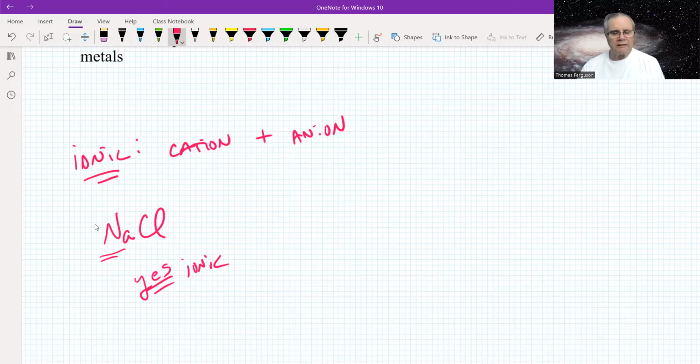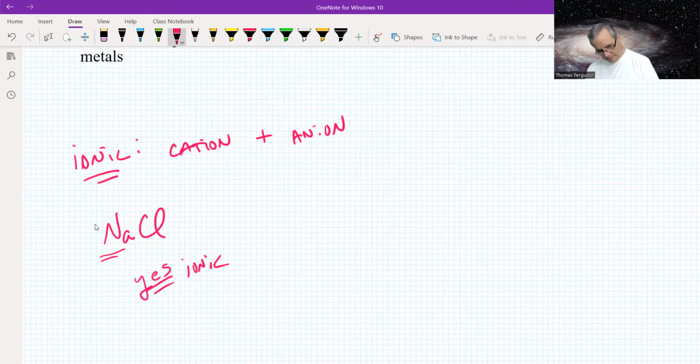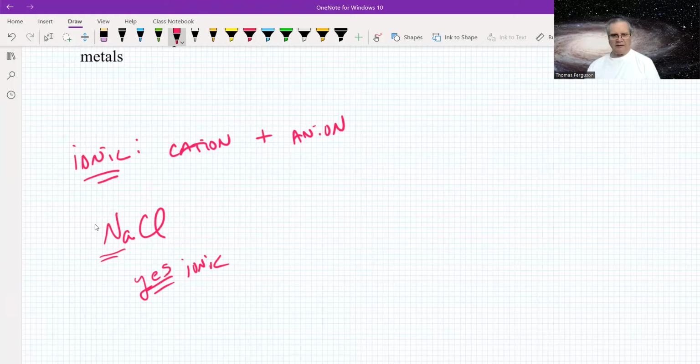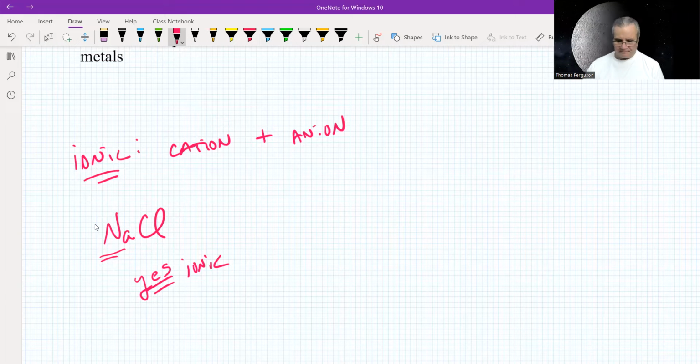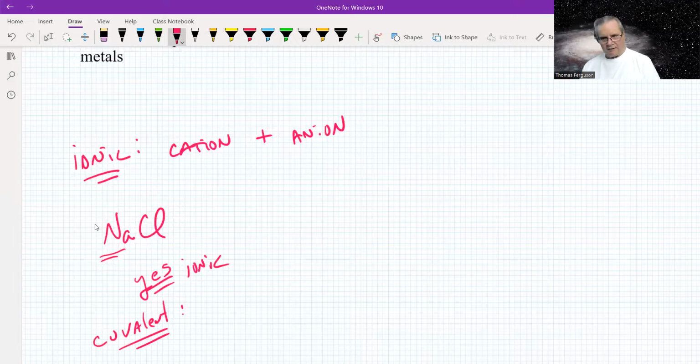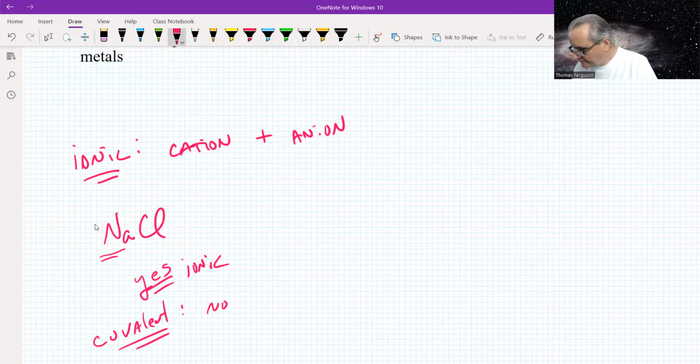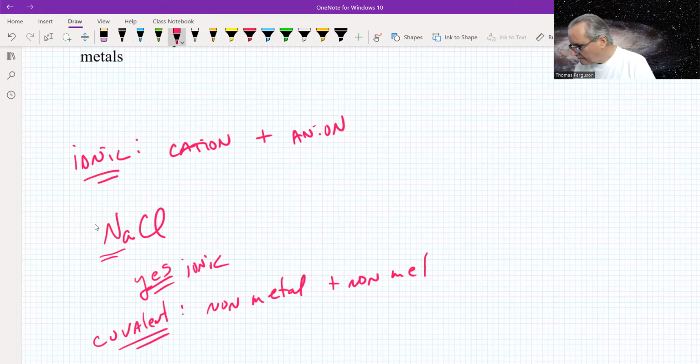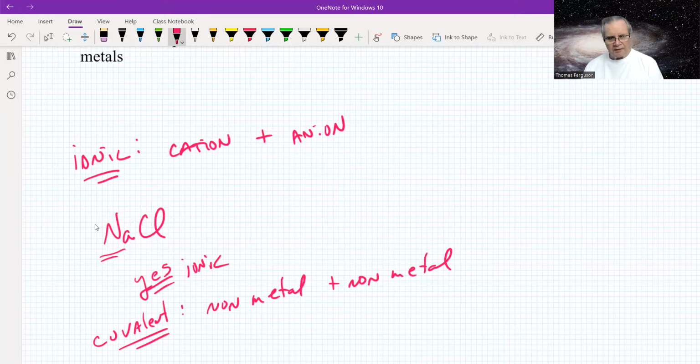Okay, so now we're going to use the ionic naming convention. So first step is determining, do we have an ionic compound or a covalent compound, and then tomorrow we'll talk about an acidic compound. Okay, if it's an ionic compound, we use the ionic naming convention. If it's not ionic, then it's covalent. Okay, covalent is two nonmetals together.